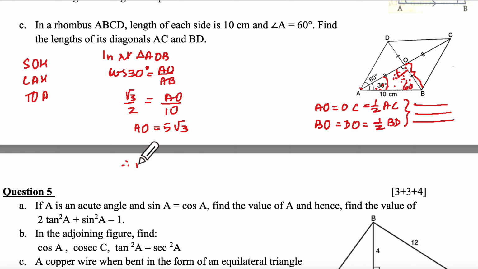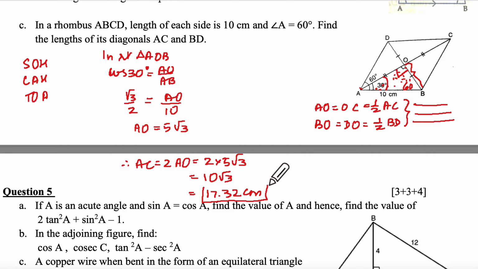So therefore AC will be equal to 2AO, which will be equal to 2 into 5 root 3. So make it 10 root 3, and this will be 1.732, so 17.32 centimeter. This is your AC.